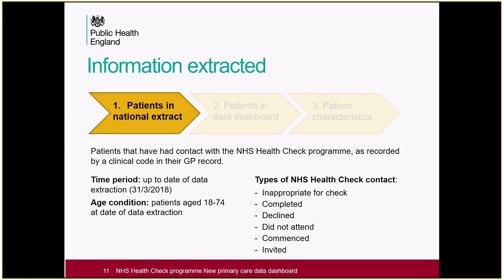And there was an age condition applied on patients that they had to be aged between 18 and 74 at the end of March 2018. So the different types of NHS Health Check contact that were considered activity for this. So patients could have been marked inappropriate for a check, or having completed, declined, did not attend, commenced or invited for a check. Then they would have been included in the extract. Moving on to the next slide, please.